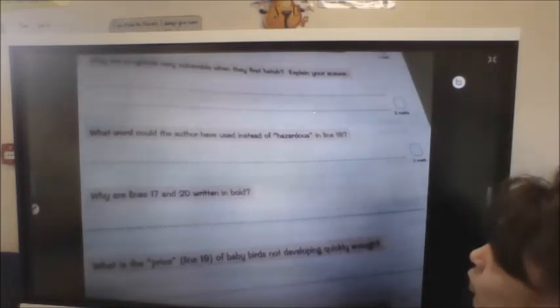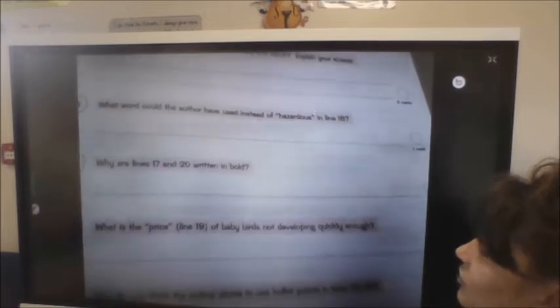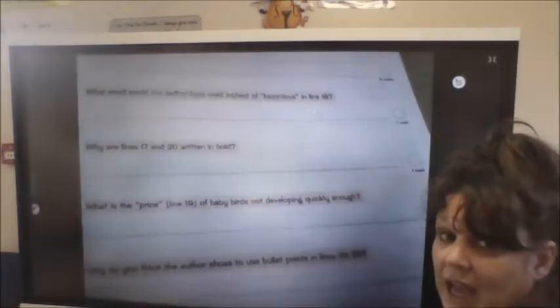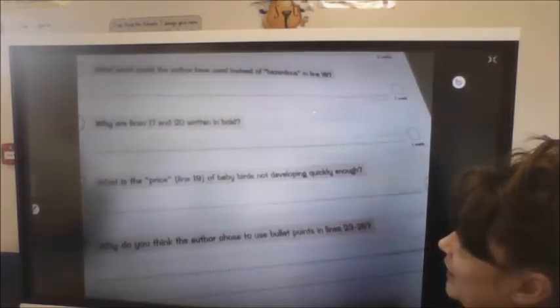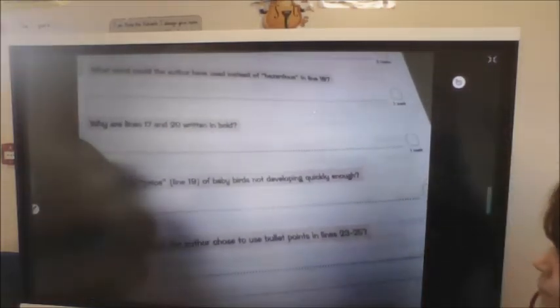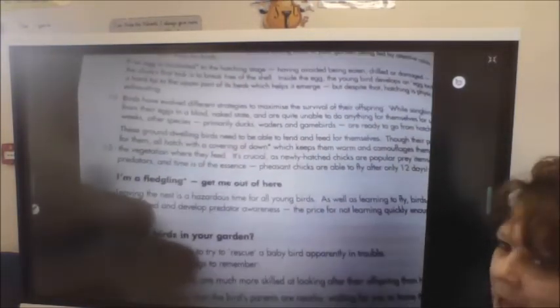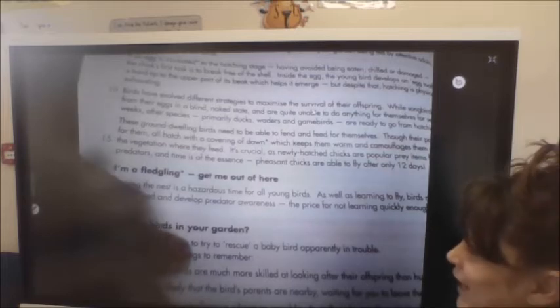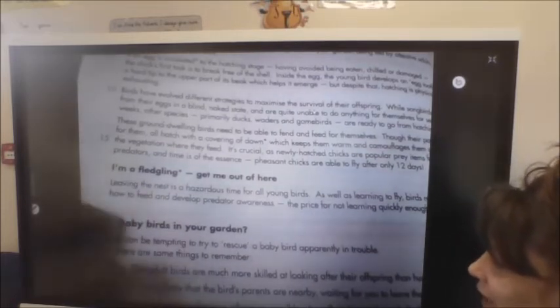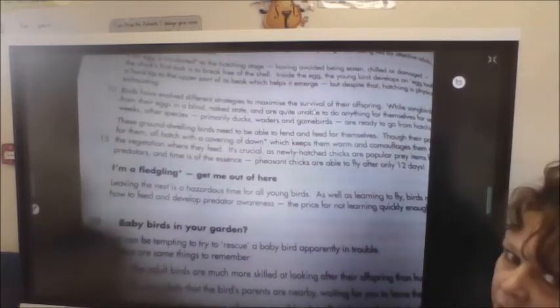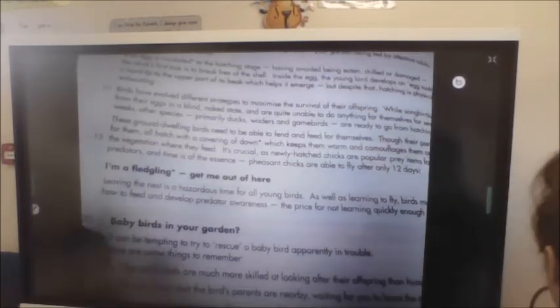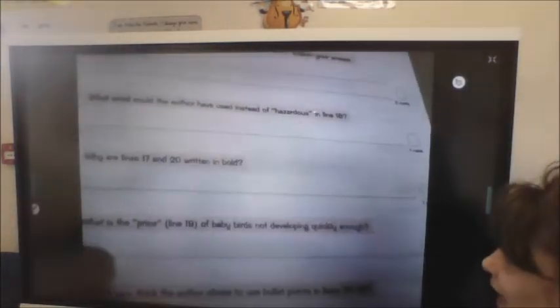Okay. So then what word could the author have used instead of hazardous? Well, you've looked up synonyms for that as a starter, so use one of those. Why are lines 17 and 20 in bold? So 17 is, I'm a fledgling, get me out of here. So have a think. Okay, why is that? And baby birds in your garden, what are they? What's their purpose? Okay, so have a think. Why are they both in bold? What job do they do in the text?